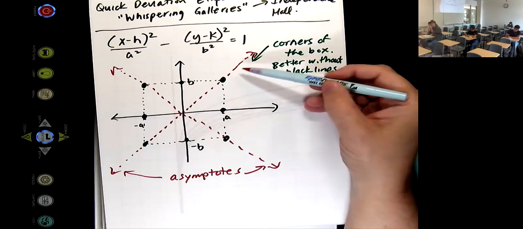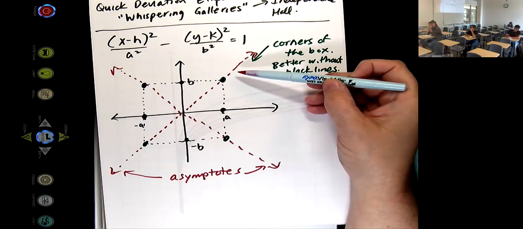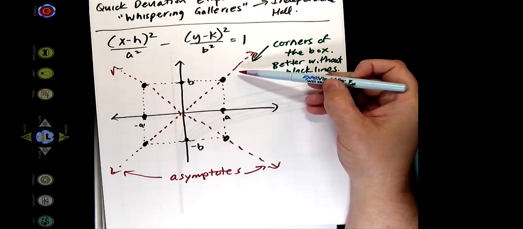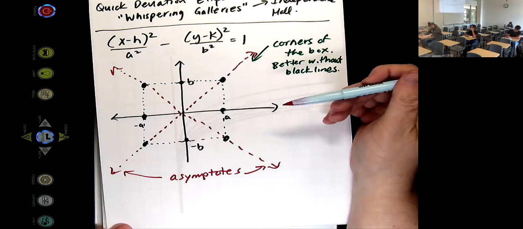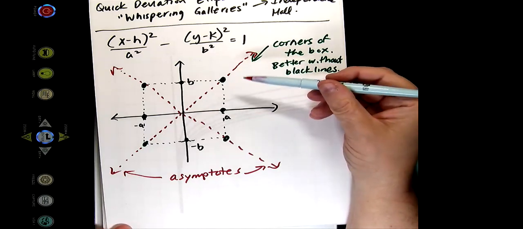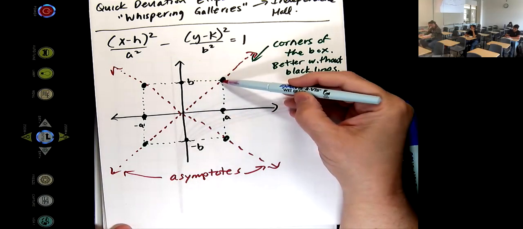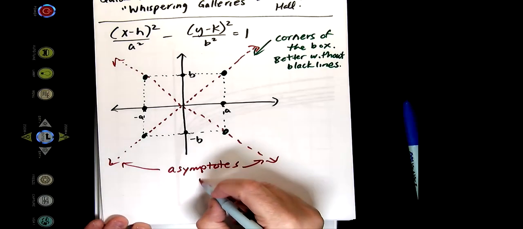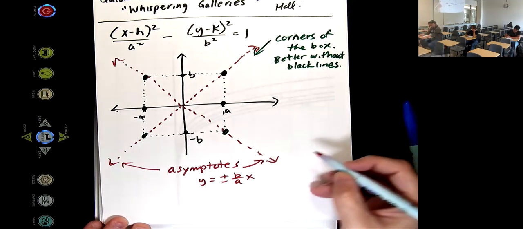Can anyone figure out what the slope or the equation of this line is by looking at it? Taking advantage of slope and y-intercept? They just cross at the origin, right? They cross at the origin, so my y-intercept is 0. So it's just 1/1. It's not 1/1, it's b over a. So in this one, we have y equals plus or minus b over a x. These are asymptotes.